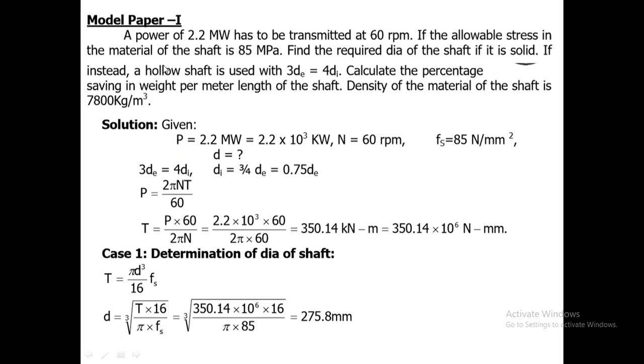We have one more problem here with power. 2.2 megawatt has to be transmitted at 60 rpm. Megawatt is 10 power of 6 watt, and the allowable stress in the material is given here, the shear stress of 85 megapascal. You have to find out the diameter of the shaft if it is solid. And one more condition is that if you use a hollow shaft with diameters, you have to calculate the percentage saving in weight, and the density of the metal of the shaft is given here.